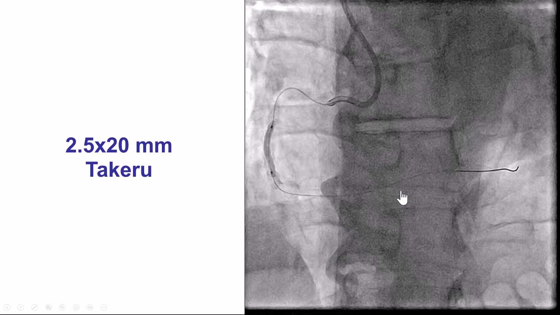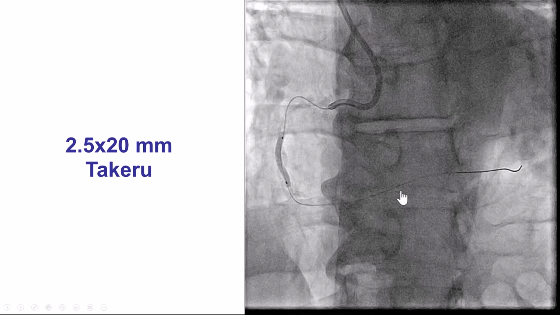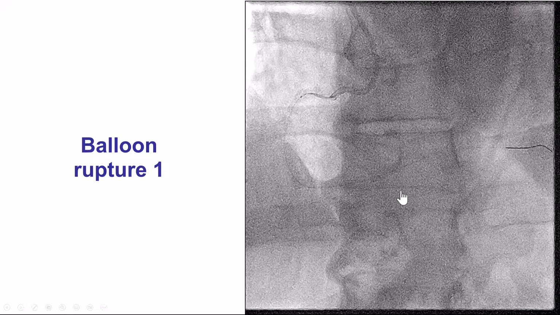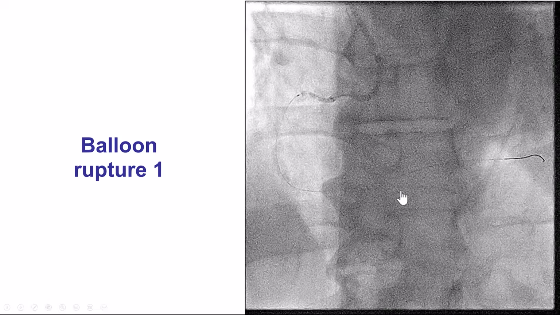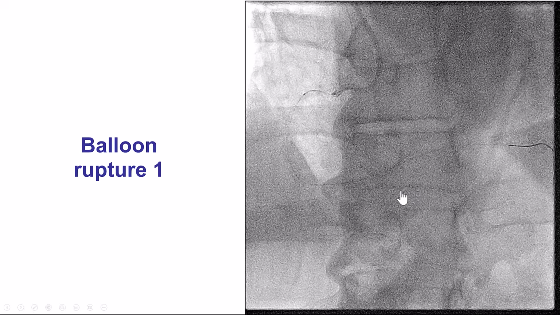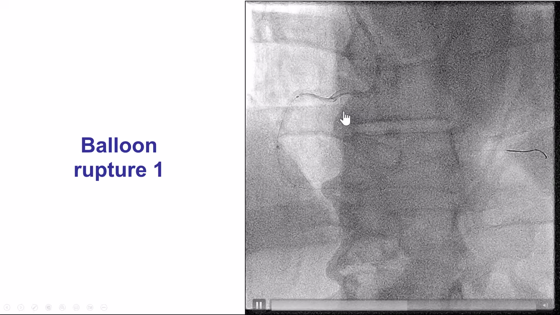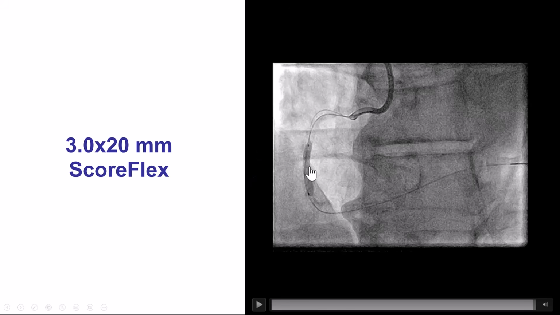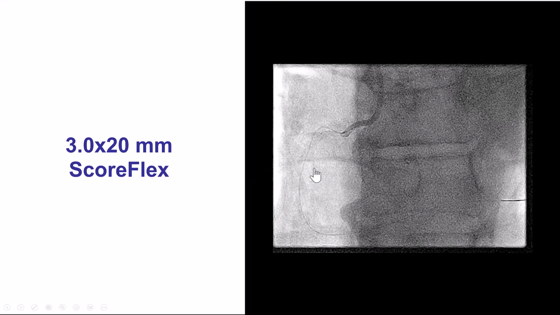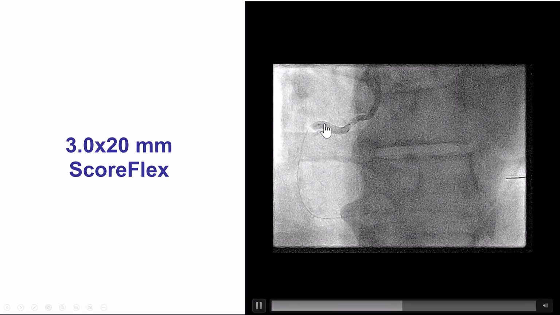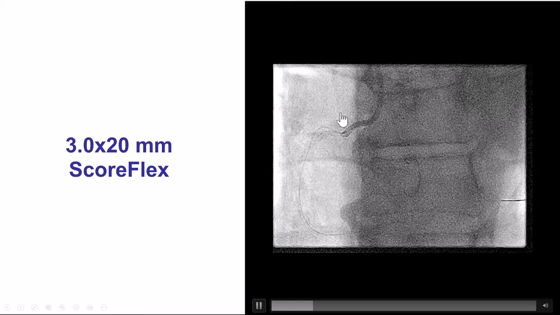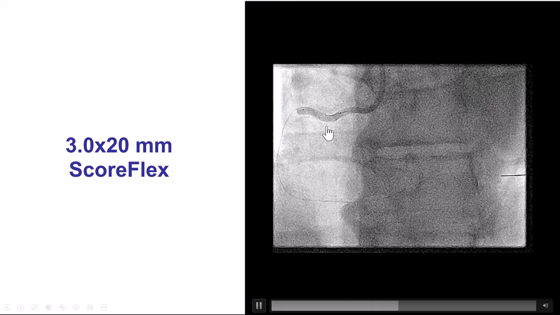We then tried to predilate the lesions, and we could deliver the balloon to the mid-right coronary artery. However, every time we tried to balloon the proximal, there was balloon rupture. That happened 3 times. This is the first one with the same 2.5 millimeter balloon. And this happened with 2 other balloons. One of them was a Scoreflex 3.0. It was fine in the mid. However, in the proximal right coronary artery, once again, it is inflated and then the balloon ruptures. So clearly there's some eccentric calcium that is puncturing the balloons.